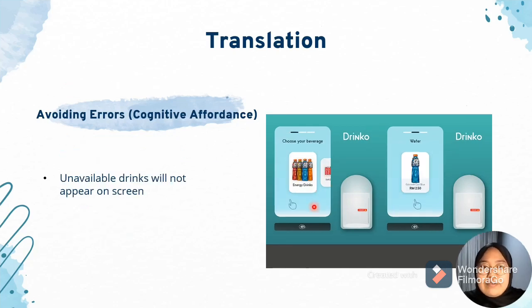Another example of avoiding errors UX design guideline is the making unavailable drinks not appearing on the screen, which is this one. You can see that the energy drinks displayed here have 4 flavors, but when the user clicks on the energy drink, only one will be displayed, which is the blue flavor. This is because the other flavors that are not available in the vending machine or out of stock will not be displayed.